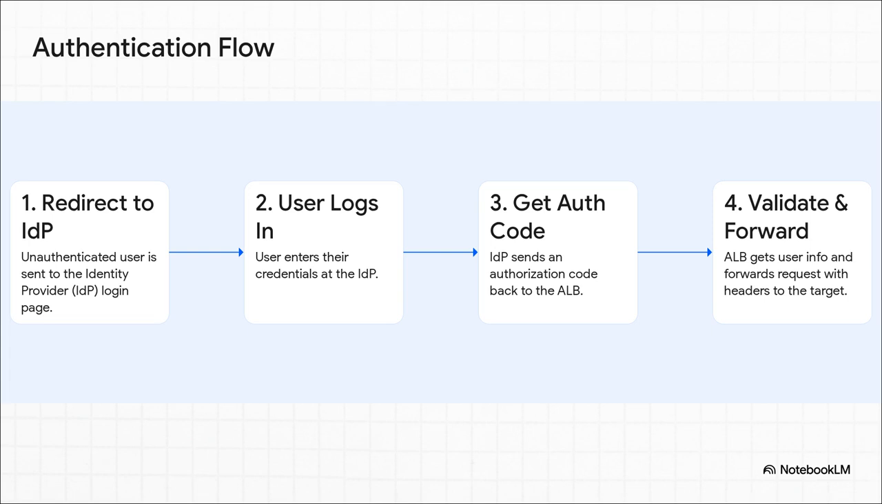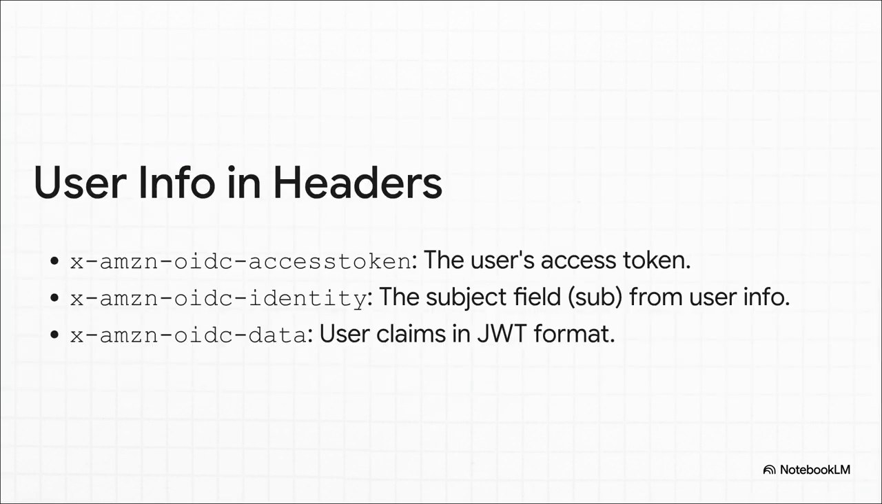An unauthenticated user shows up. The ALB sees they aren't logged in and sends them to your identity provider. The user logs in. The provider sends them back to the ALB with a special code that says, yep, this person is who they say they are. The ALB checks that code, and only then does it forward the request onto your application, now with proof of identity.